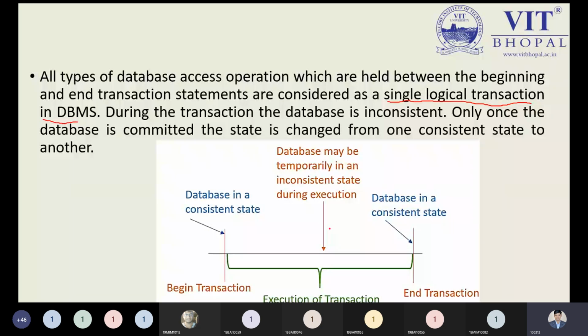So you have to keep in mind all these important properties. During the transaction a database will always be inconsistent, and this is an important term you have to keep in mind. Only once the database is committed, meaning saved, the state is changed from one consistent state to another. Now see, when you insert the ATM card in an ATM machine and perform an operation like withdrawing some amount, at that moment your database information becomes inconsistent.